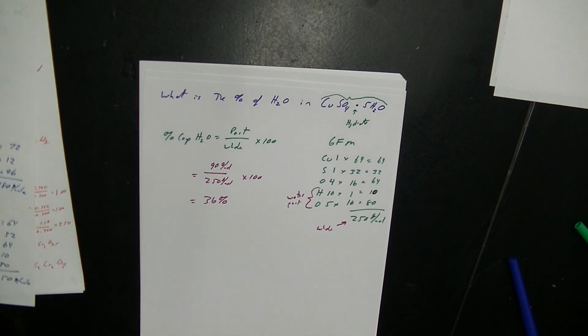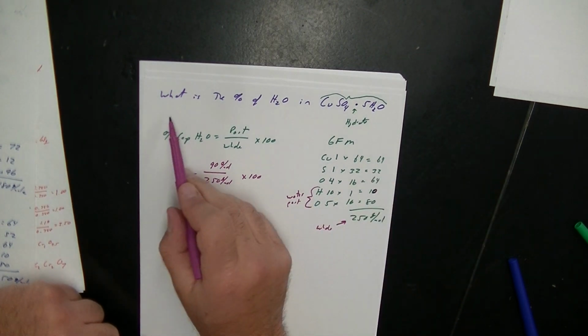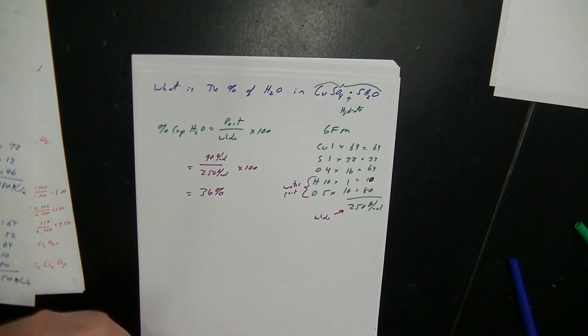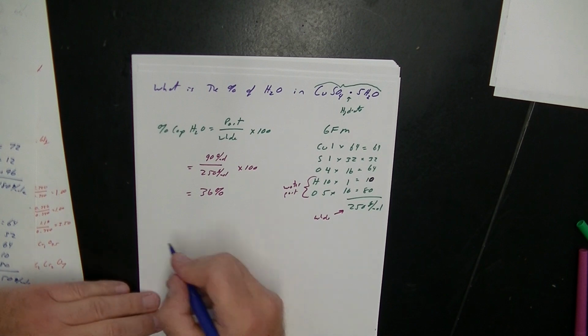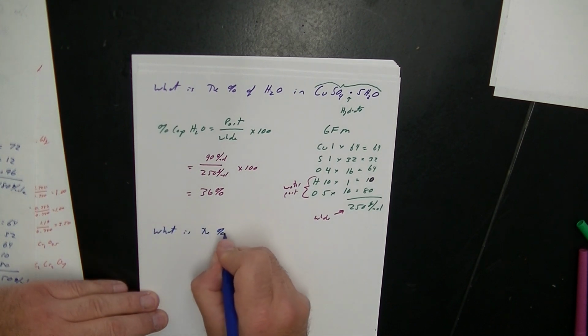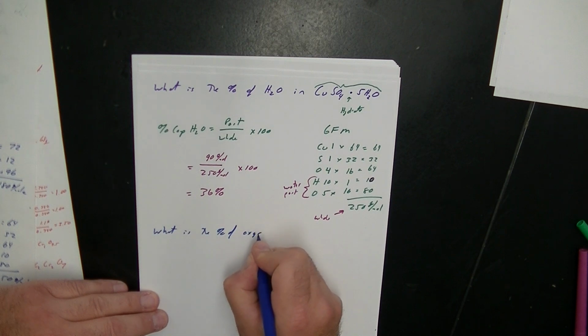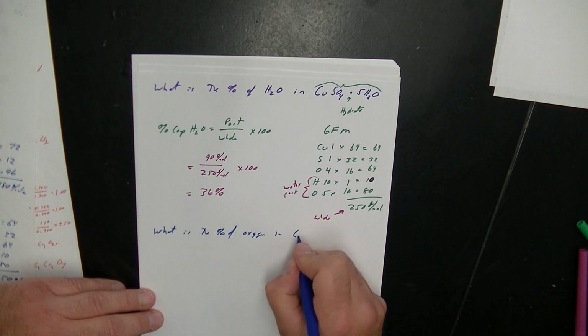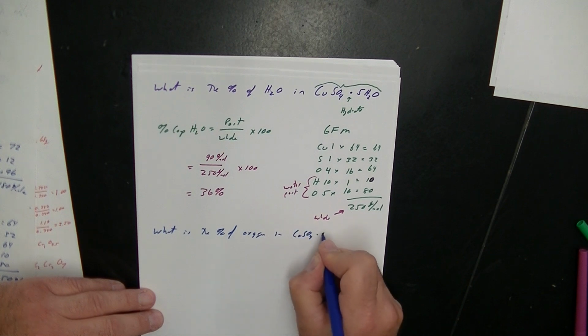Now, make sure you read carefully, because the problem could have said this. What is the percentage of oxygen in CuSO4.5H2O?